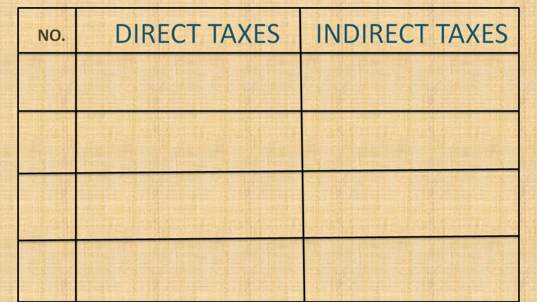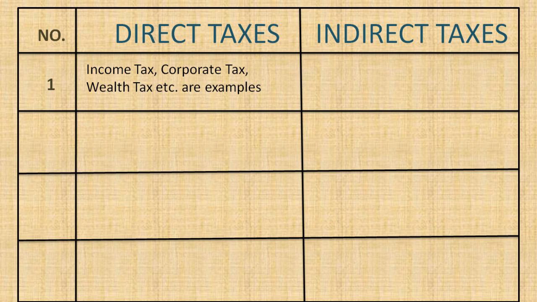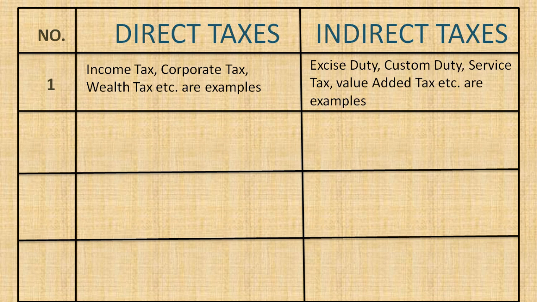The point number 1 of difference between direct tax and indirect tax is, what is direct tax? Income tax, corporate tax, wealth tax are examples of direct tax, whereas excise duty, custom duty, service tax, value added tax, etc. are examples of indirect tax. Similarly, you can also add GST for indirect tax.